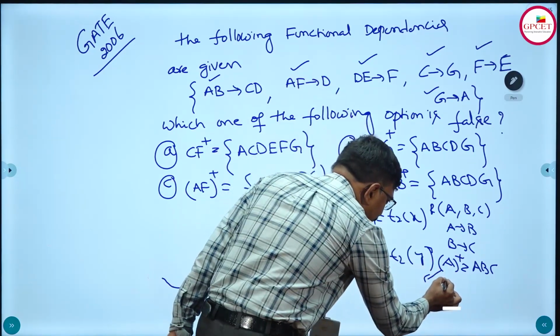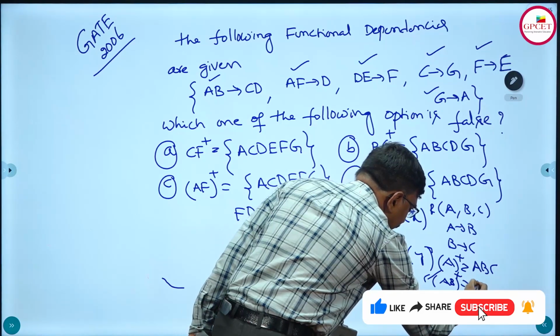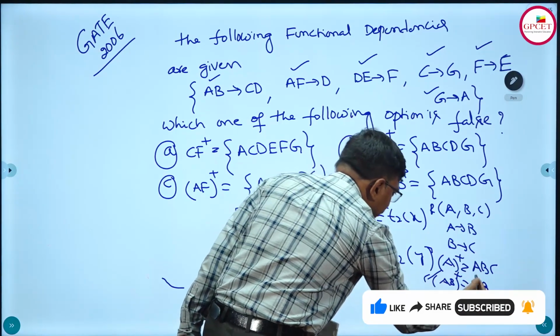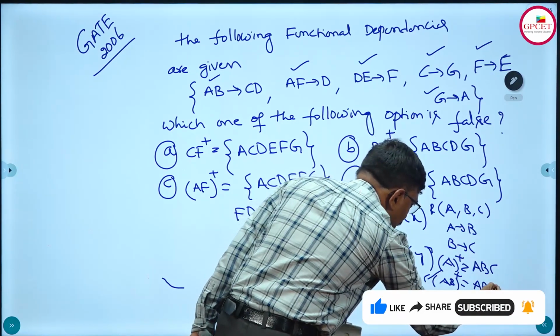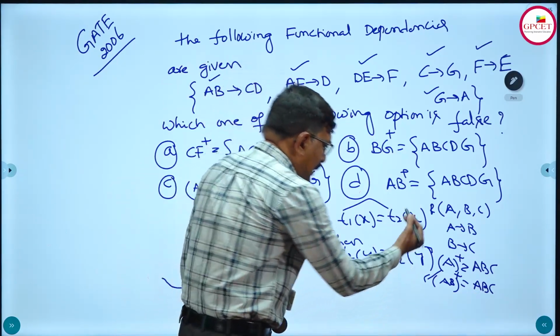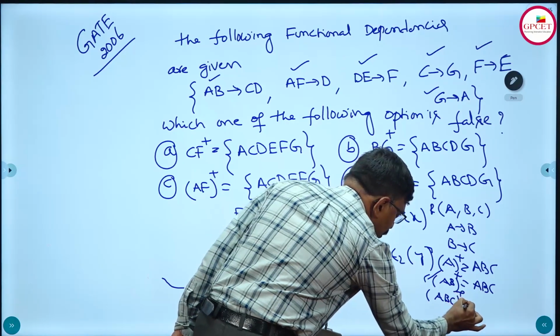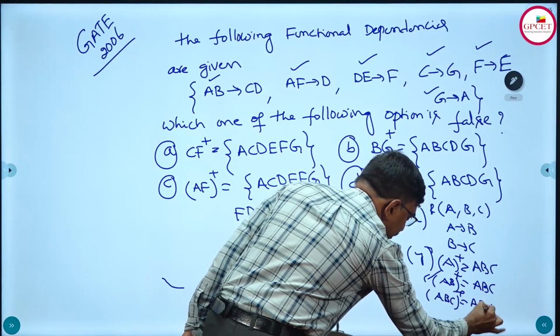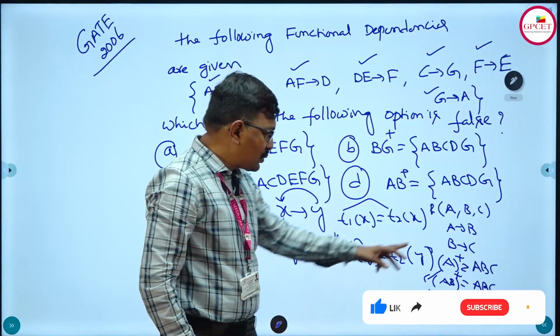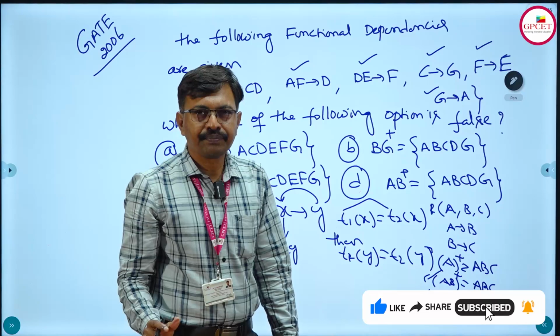That's why AB closure. Suppose AB closure. What is AB closure? First step is AB. A derives B. B derives what? C. AB is a super key. And what is the next one? ABC closure. You can get ABC, you can get the original relation. That's why A, AB, ABC are super keys.